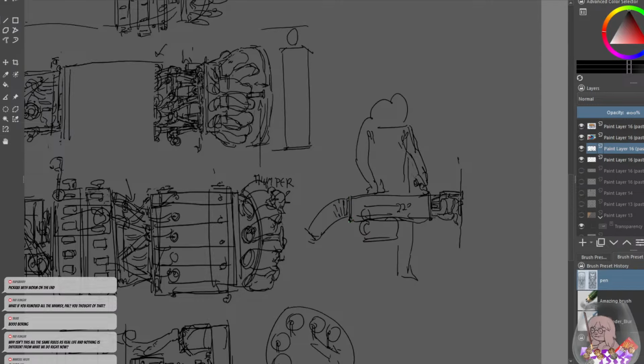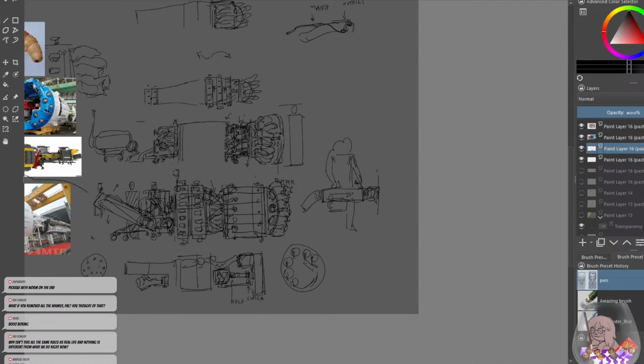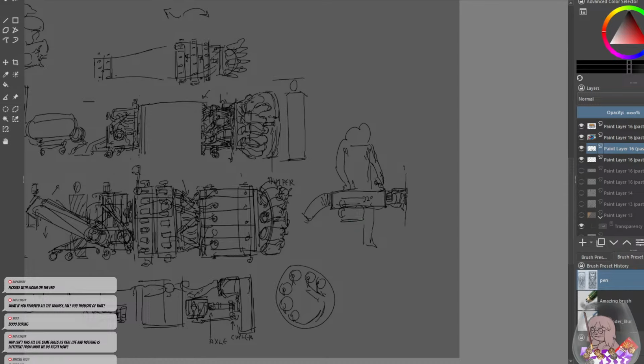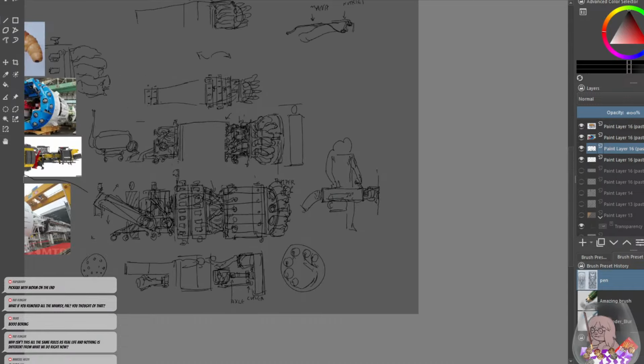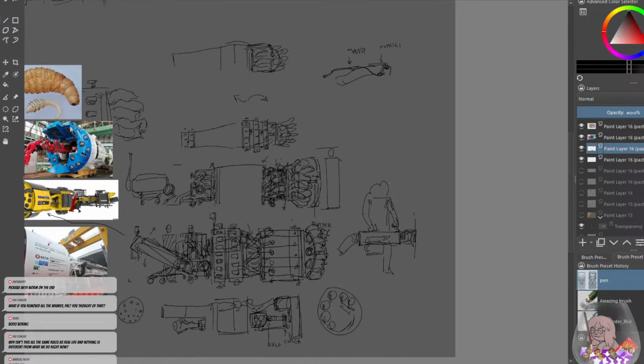Of course you can make normal jackhammers. Normal jackhammers would be the easiest solution for that. But why would we do that? Pickaxe with worm on the end. I mean, yeah, you could.